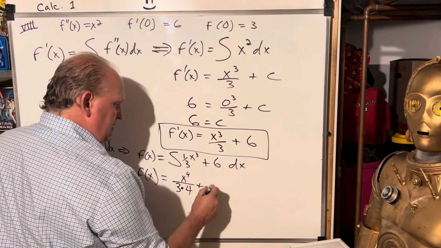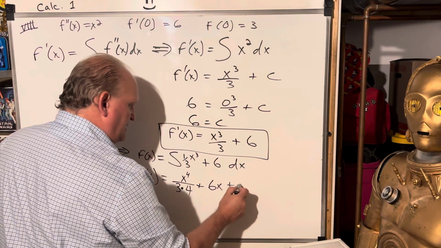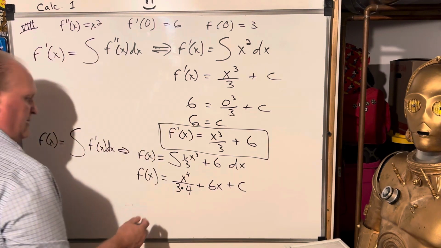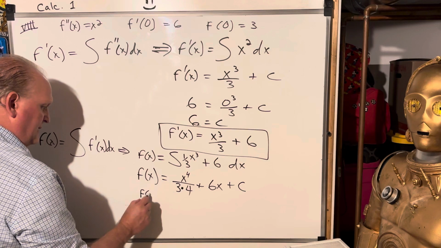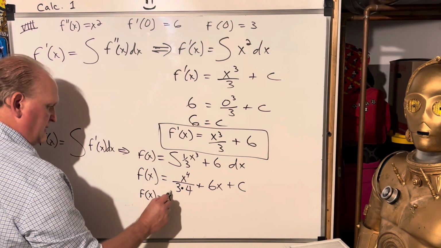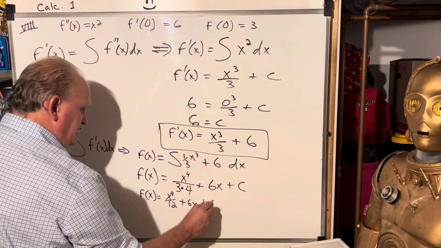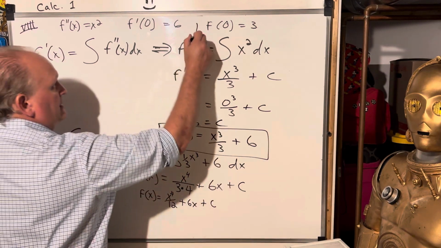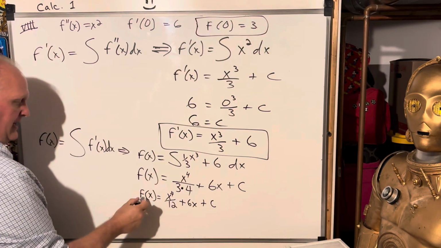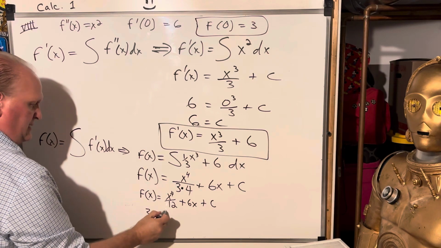Plus 6x plus c. And so now we know f of x is equal to x to the 4th over 12 plus 6x plus c. But we know that this is 3 when x is 0.